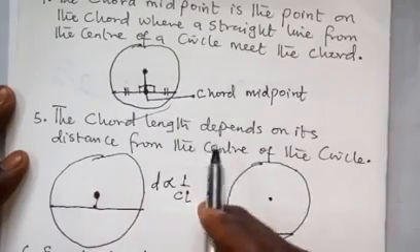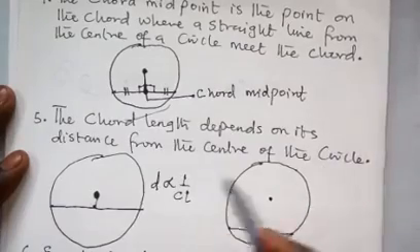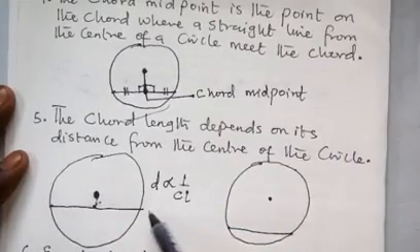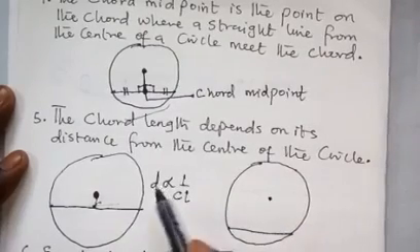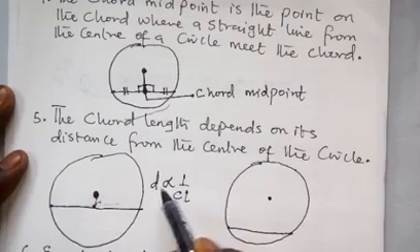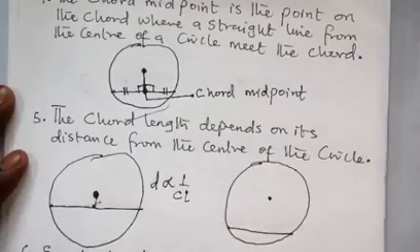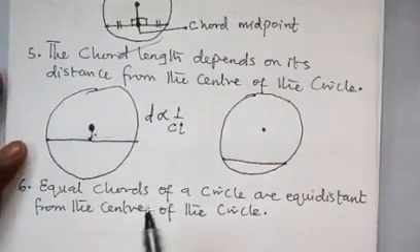So the chord length depends on its distance from the center of the circle. What does that mean? If the distance is short, the length of the chord will be longer. If the distance is great, the length of the chord will be shorter. And that's why we concluded by saying that the distance of the chord from the center is inversely proportional to the length of the chord. All right, let's take a look at the last property of chord here.